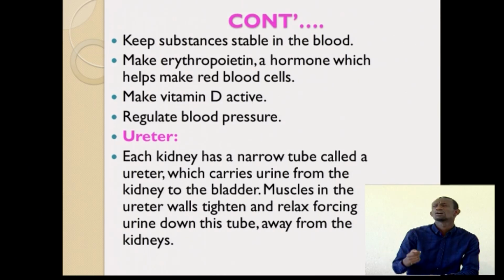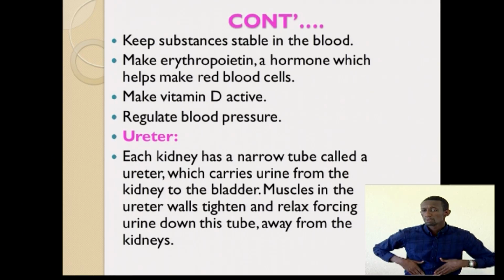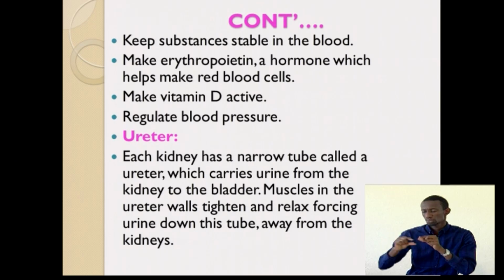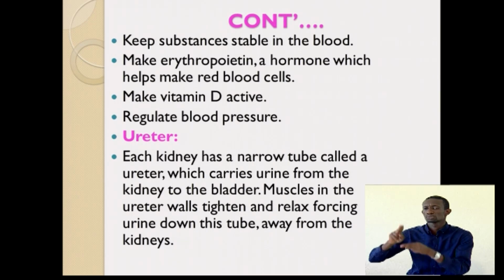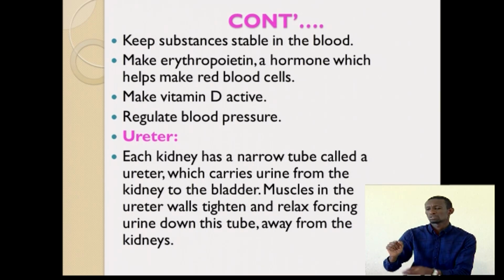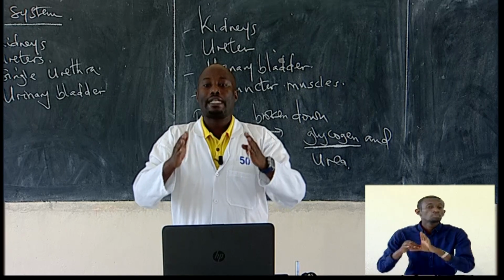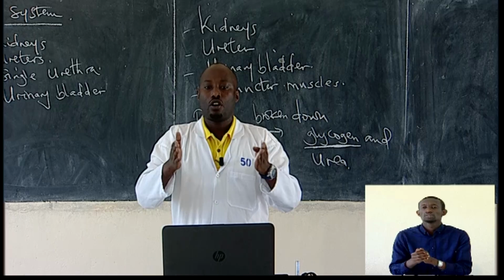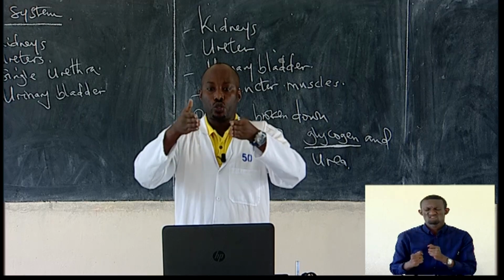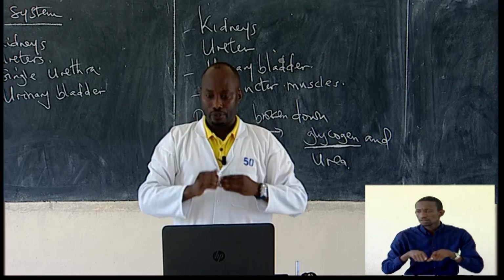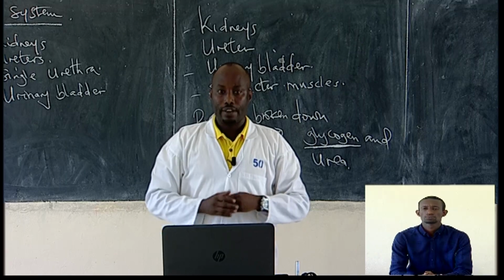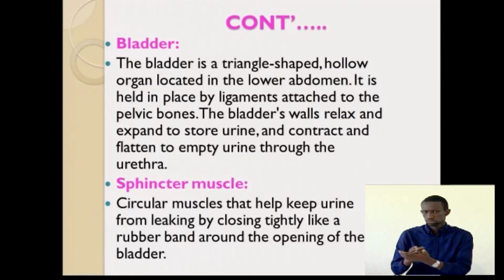I can summarize by saying that the kidney has a narrow tube called the ureter, which carries urine from the kidney to the urinary bladder. The muscles in the ureter walls are tightened and relaxed, forcing the urine through this tube away from the kidneys. Let's have another part of the urinary system.